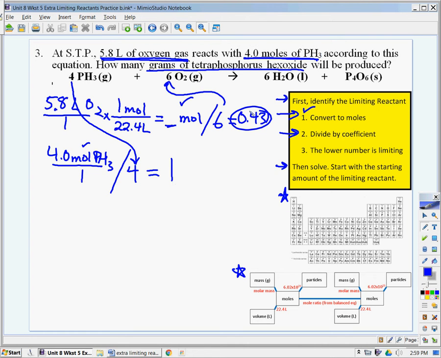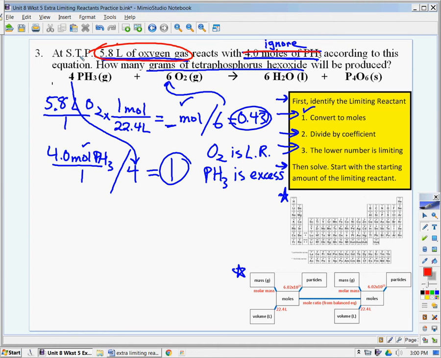All right, we're comparing these two numbers. We're comparing 0.43 and 1. Well, guess what? 0.43 is a lower number, and the lower number is limiting, which means O2 is the limiting reactant. And that means pH3 is excess. I'm writing out the word excess this time. That means up at the top is 4 moles of pH3. You can ignore it. It doesn't matter. I mean, technically I shouldn't completely cross it out, but we're going to ignore it. So, bye-bye. And 5.8 liters of oxygen is the limiting reactant, so that's what we care about.